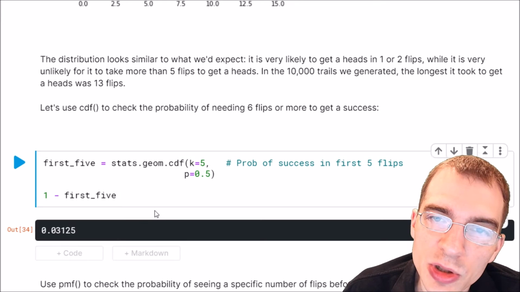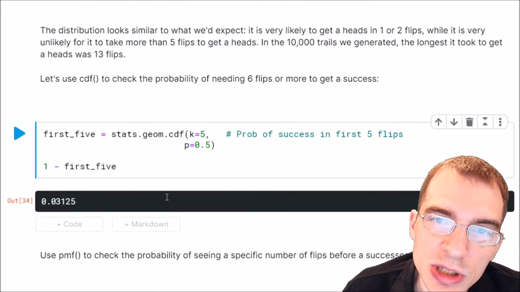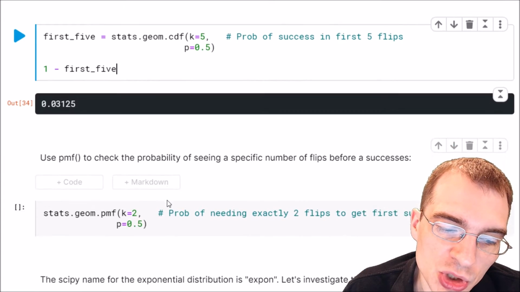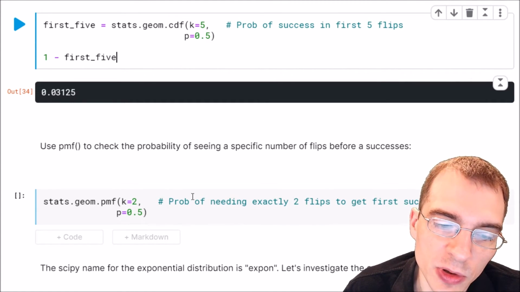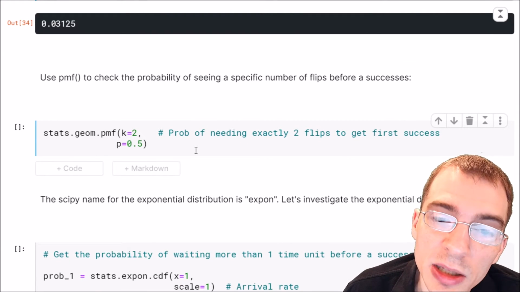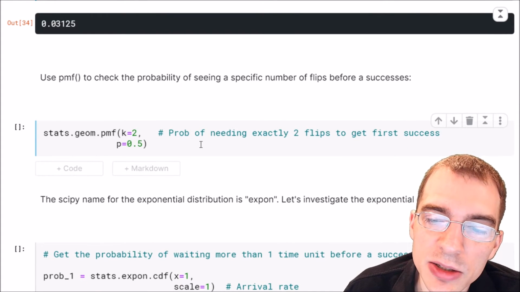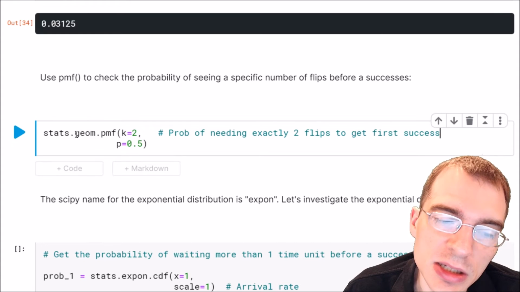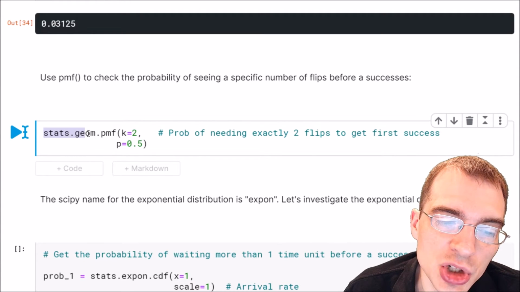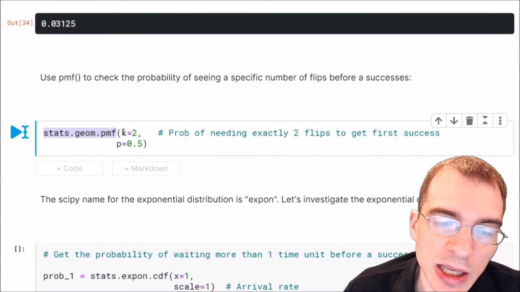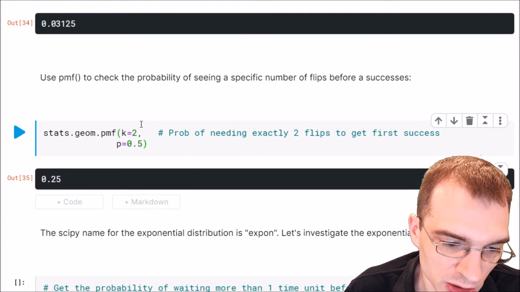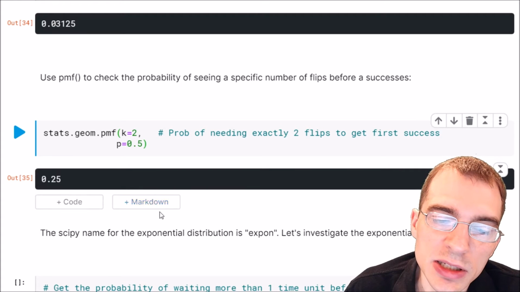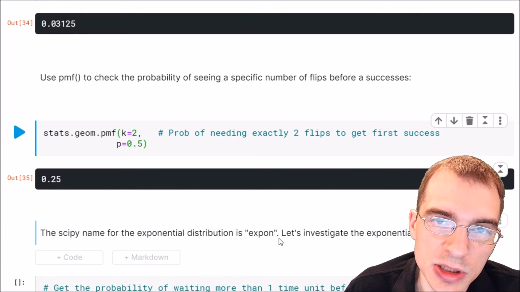And similar to the binomial distribution, since this is a discrete distribution, we can use the .pmf function to check the probability of seeing a specific number of flips before a success. So if we wanted to check the probability of needing exactly 2 flips to see our first success, we could do that with stats.geom.pmf, k equals 2, again the same parameter for p, and we can see that 25% of the time it's going to take 2 flips to see a heads.